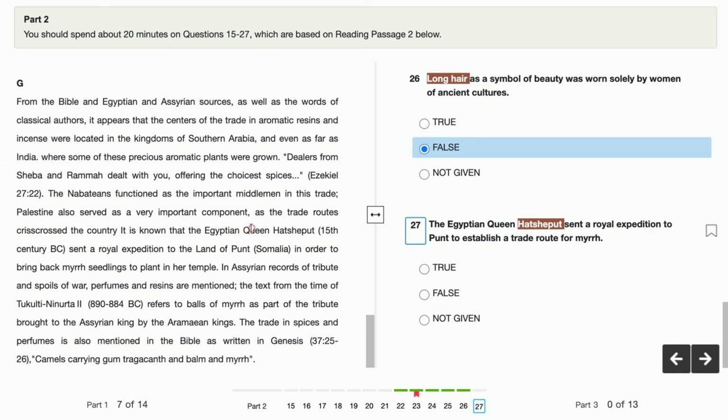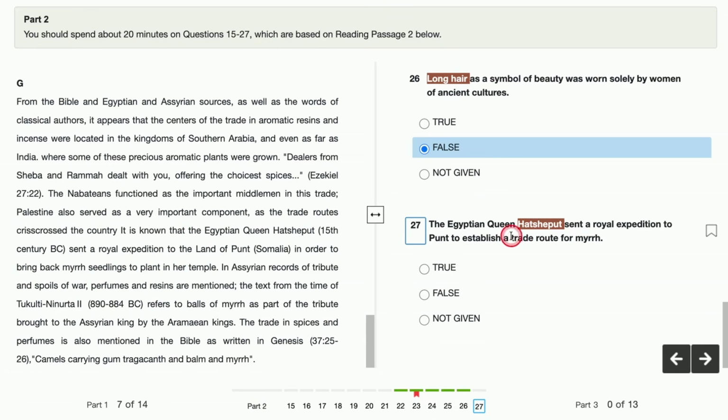As you can see, the sentence before this mentions trade routes, so let's start reading from here. This also served as a very important component as the trade route crisscrossed the country. Yes, it mentions a trade route, but so far it's unclear who established these trade routes. Let's continue reading. It is known that the queen sent a royal expedition to the land of Wat in order to bring back this to plant in her temple. This part is exactly the same as this part of the question, right? And then the paragraph says, bring back this to plant in her temple.